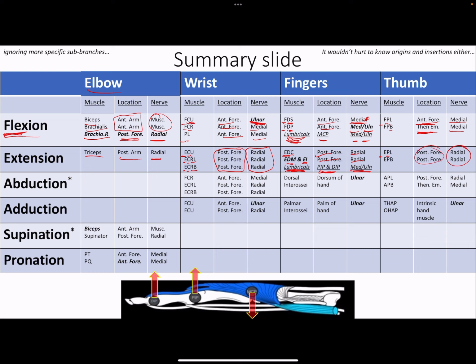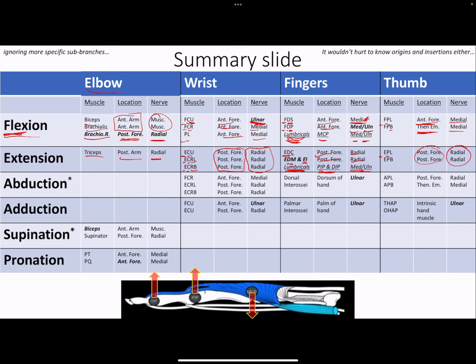Abduction. Abduction is at the elbow. We don't really have it. I mean, you could just think at like the arm in general. We have the deltoid. I guess we start 0 to 15 is going to be the supraspinatus. 15 to 90 is going to be the deltoid, and then 90 to like 180 or something, it's going to be like the trapezius.